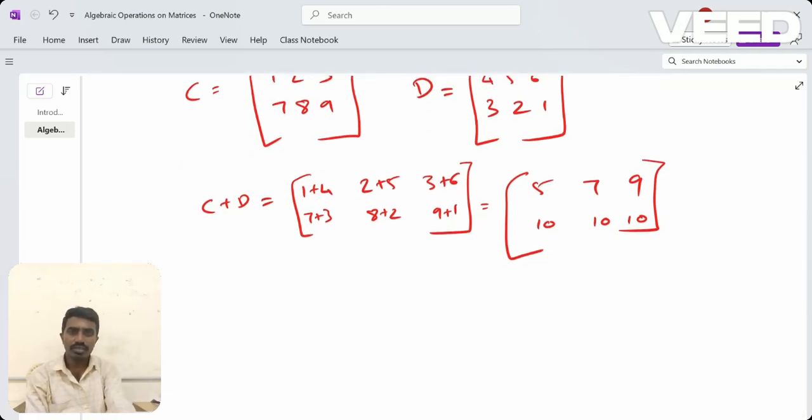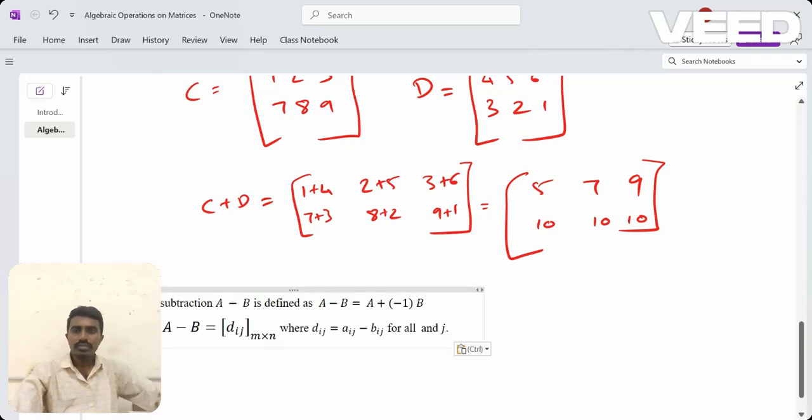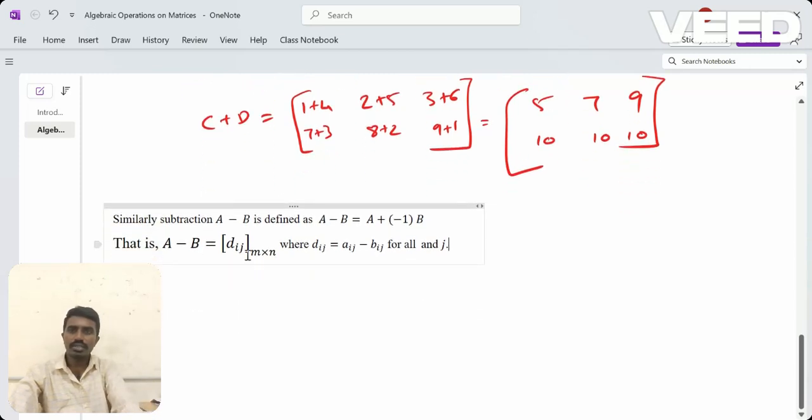In the same way, we can define the subtraction. If you consider two matrices A and B of the same order, here also, like addition, subtraction also requires matrices of the same order.